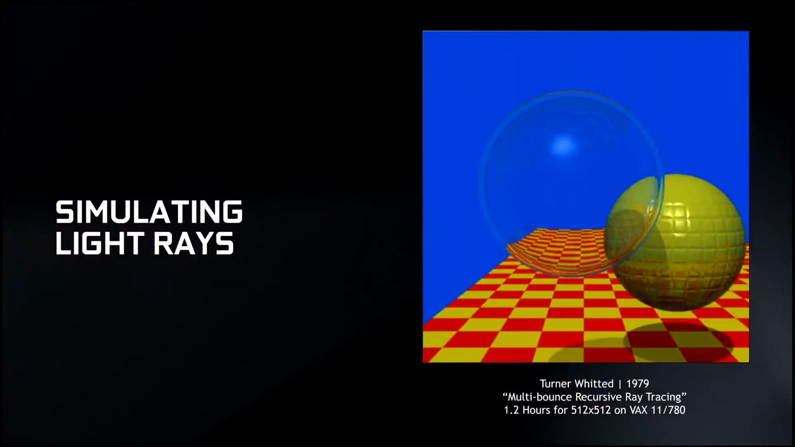And the good news is, in 1979, a computer scientist named Turner Whitted, now a researcher at Nvidia, described an algorithm that was both powerful and elegant. He called it multi-bounce recursive ray tracing. By starting from your eye instead of from a light source where light is emitted, because the vast majority of the light doesn't reach your eyes, so there's no reason to trace them, he traced light backwards: inverse ray tracing.